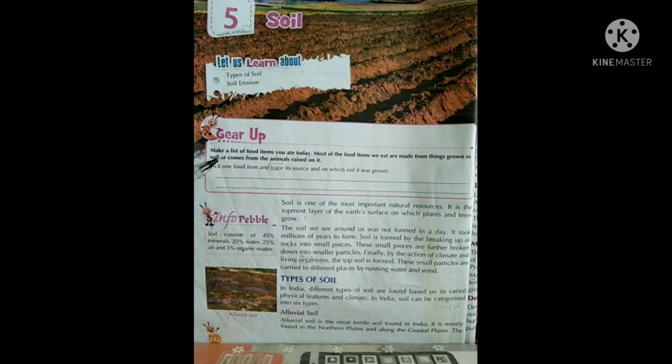Now, make a list of the food items you ate today. Which food did you eat? Daily it is a routine that we are eating roti, chapati, rice, vegetables, fruits, isn't it? So you have to make a list of what you have eaten today.